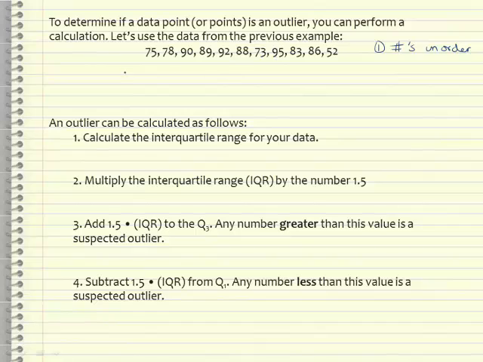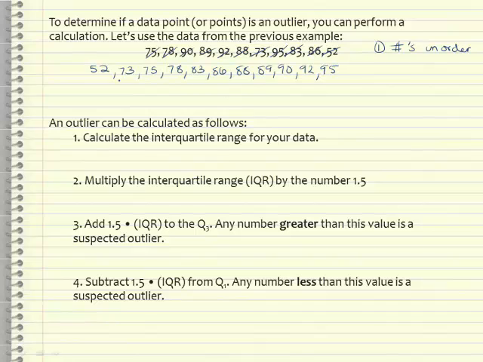So our lowest number is 52. Then we have a 73, a 75, 78, and 83, and 86, and 88, and 89, 90, 92, and 95.